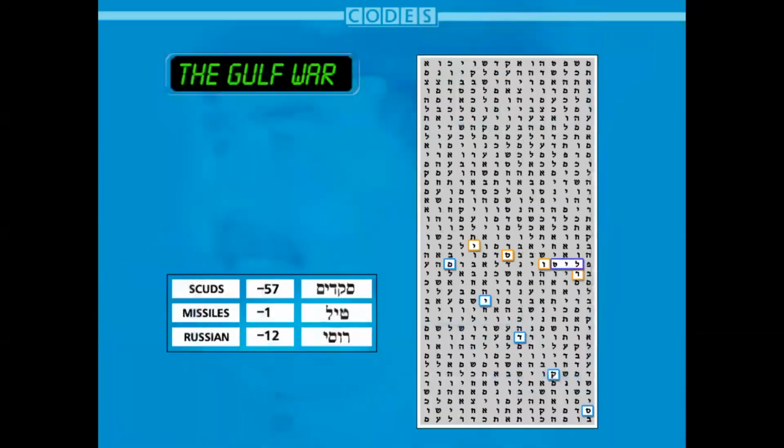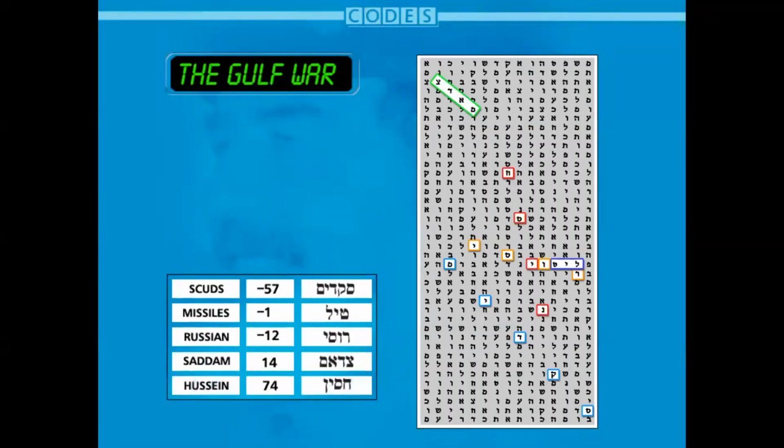Here's the word Skodim I showed you before, and Til and Rusi. They were dropped on the land of Israel by a man named Saddam Hussein. And when did they fall? They fell on the 3rd day of the month of Shevat, January 18th, 1991.